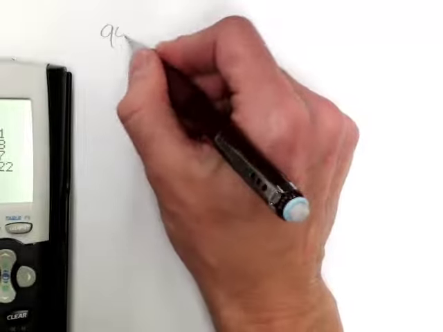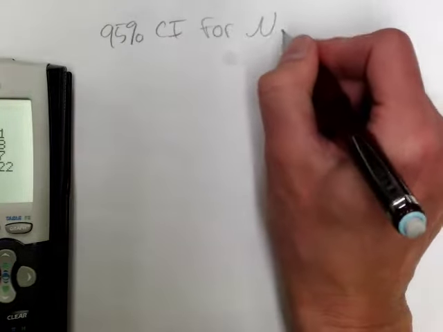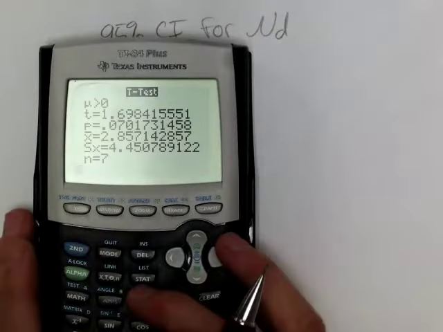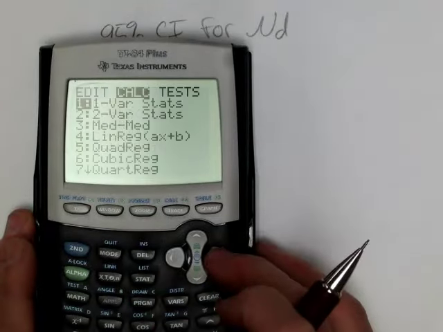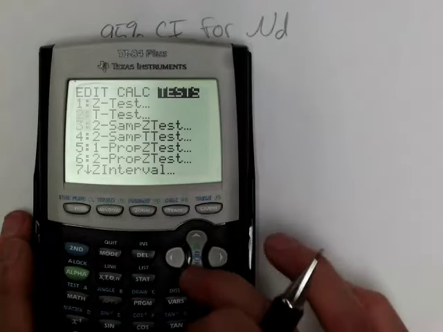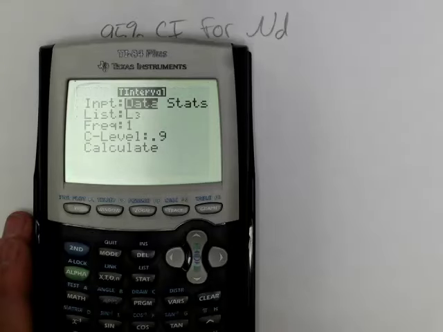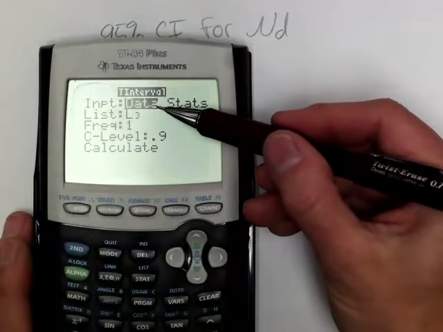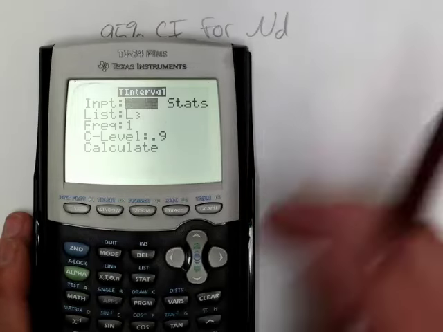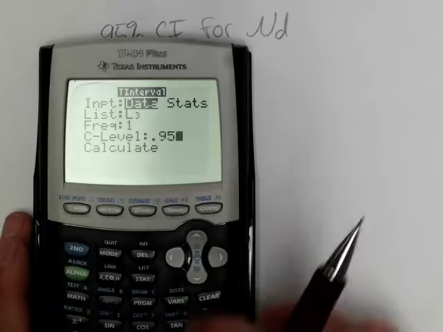One last thing, I could go ahead and get a corresponding 95% confidence interval for the mean difference. Okay, to do that, I would go to Stat, right arrow over to Test, and then I want the t-interval. So I'm going to scroll down to t-interval. Okay, again, I'm going to go ahead and use my third column of differences and change my confidence level to 0.95.